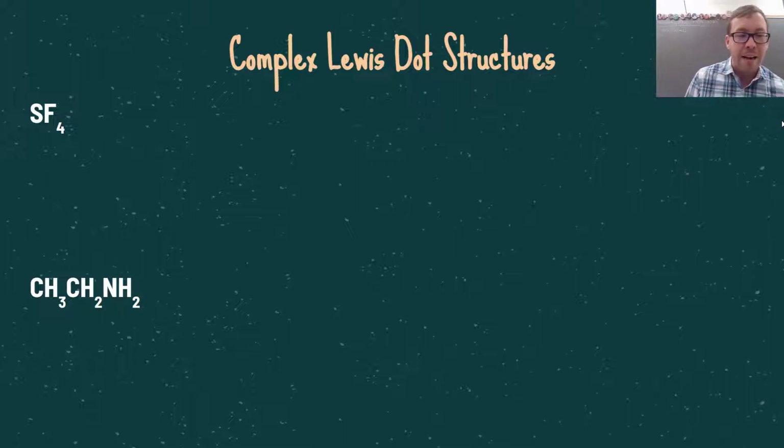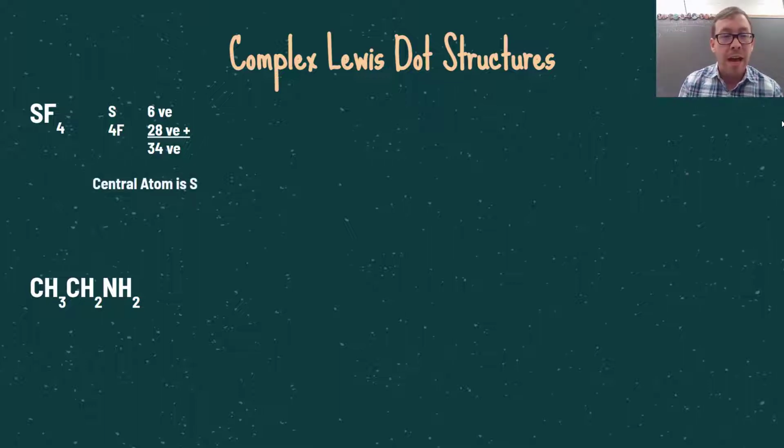So let's look at a couple of examples of complex Lewis dot structures here. We have SF4 and CH3CH2NH2. A little bit more complex than what we've looked at previously, but again, think about those rules we've just talked about as we go through and look at these examples. So for SF4, we count up the total number of valence electrons just like what we've done previously, and we are going to have 34 total valence electrons.